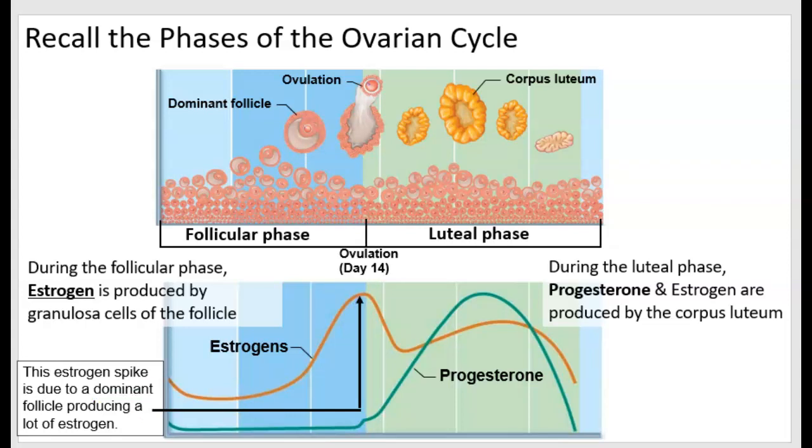And then in the luteal phase, the hormone that's most prevalent is progesterone. That's because cells of the corpus luteum produce progesterone and some estrogen. But the one we think about the most is the progesterone, because this progesterone changes the uterine lining to help maintain a pregnancy or an adequate uterine lining.